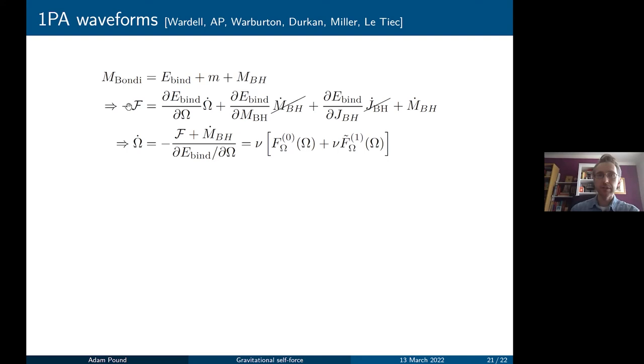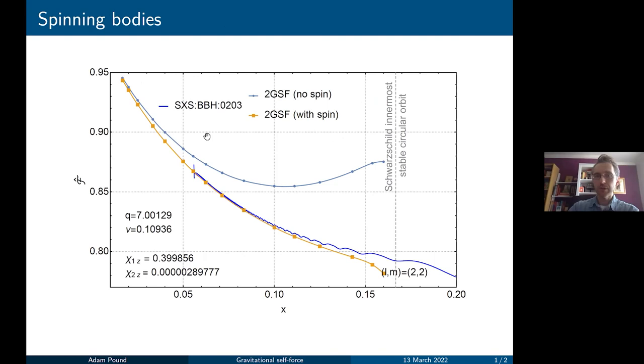The binding energy we've calculated as a function of frequency and of the mass and spin of the big black hole. So we just apply the chain rule. We get derivative with respect to frequency times omega dot, derivative with respect to black hole mass times M dot, et cetera. The small mass is constant to very high order. So we can set that to zero consistently. And then we have the rate of change of the big black hole mass. And then we just rearrange this equation to get an equation for omega dot, which we can then write as an expansion in the symmetric mass ratio, like this.